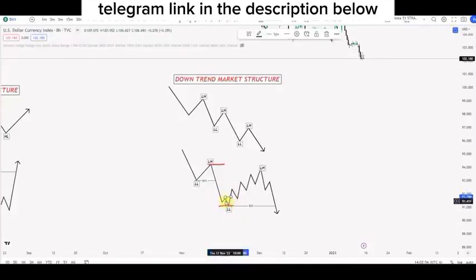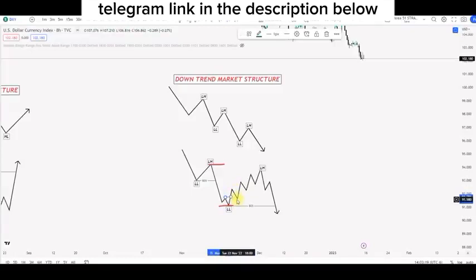Okay, this change of character here, this is the entire move that broke this structure. But for you to identify the pullback is valid, you have to have this mini lower high led to lower low, and then you have to have a change of character or a move that broke the structure. So once you have this break of structure and you have this complete move, you wait for the pullback.